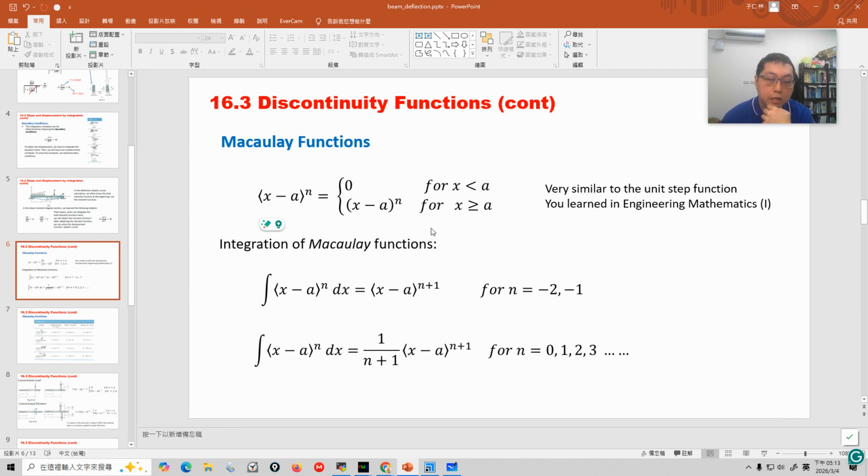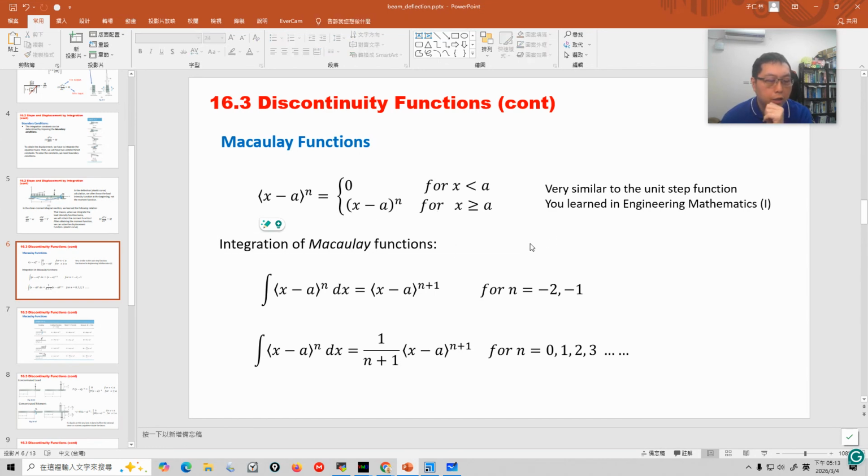Actually, this function is very similar to the unit step function in your Engineering Mathematics 1. I think it is almost identical, but the unit step function is in the time domain, and here it is in the x domain. I think that's the greatest difference here.